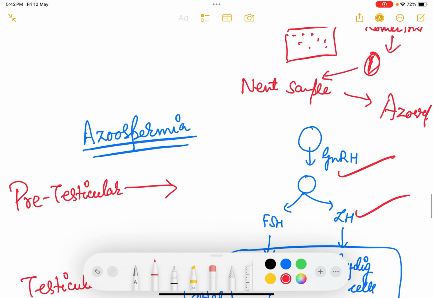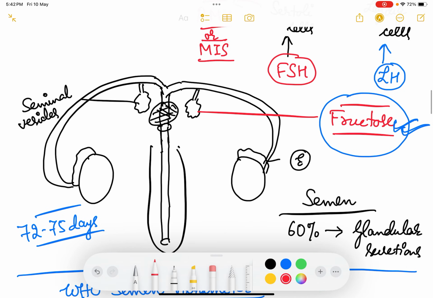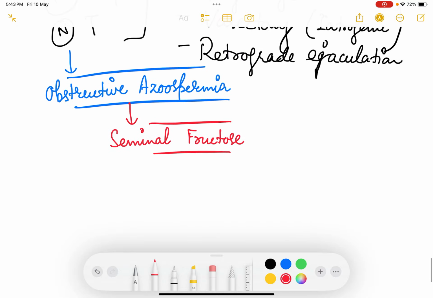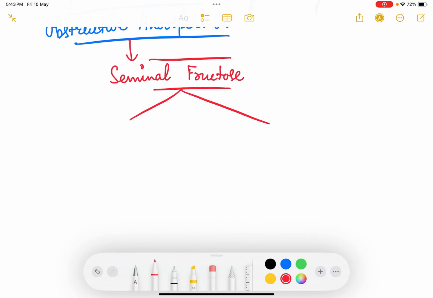What we have earlier spoken about is, fructose is produced by the seminal vesicles. So if the blockage is before the seminal vesicle, then fructose will be present, because fructose will be secreted and it will come out. But if the problem is either absence of seminal vesicles, or the blockage is anywhere below the level of your seminal vesicles, then fructose will be absent. So this test is really very helpful. So seminal fructose can be present or absent.